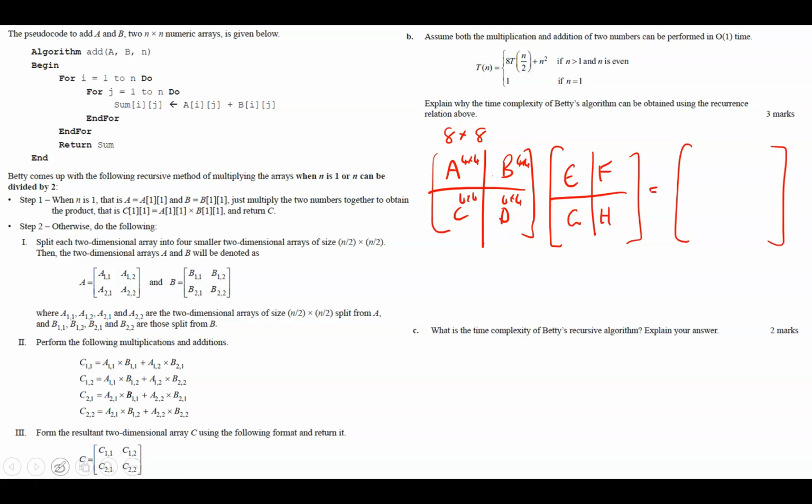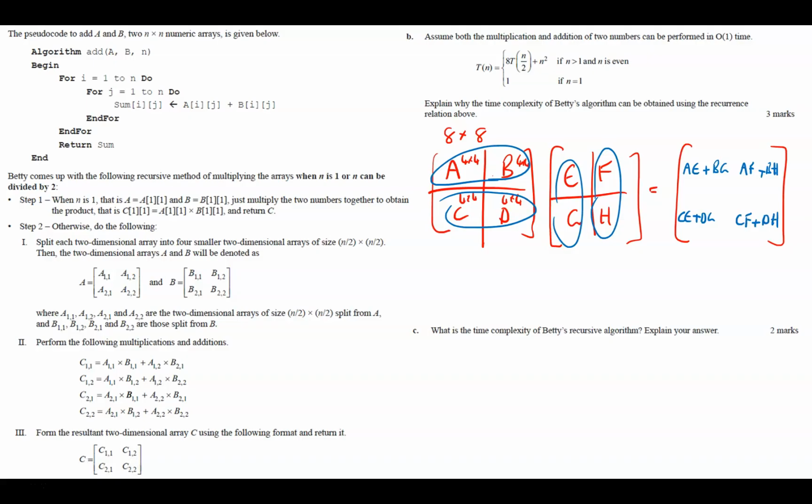And we know from how matrices work that when we do this, we take the rows and we take the columns. And for example, this top one is going to be AE plus BG. So this one is going to be found by multiplying matrices AE plus BG. The top right is going to be AF plus BH. The bottom left is going to be CE plus DG. And the bottom right is going to be CF plus DH.